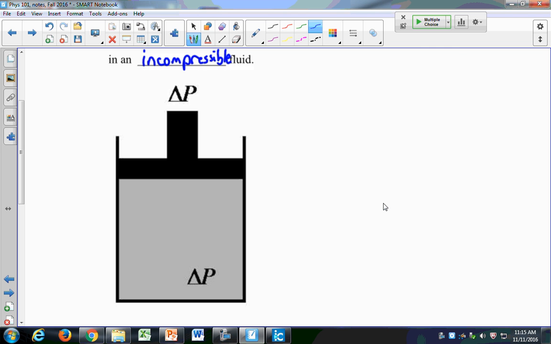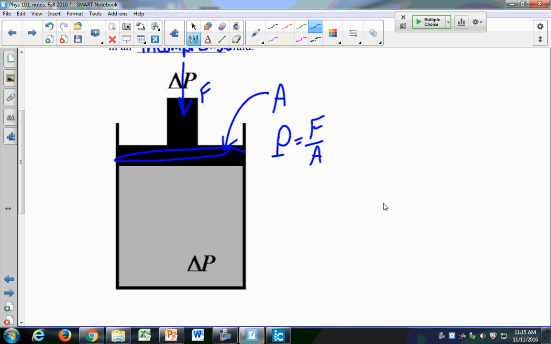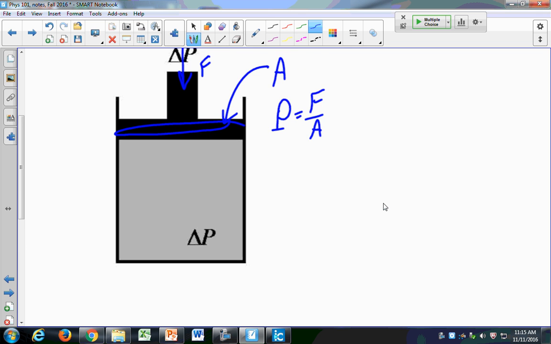So this is a cross section of a piston, and I'm applying a force per unit area on the top of this piston. So I apply a force in this direction, and because I have an area on this piston, the pressure that I'm applying there is equal to my force per unit area. Now, this pressure is going to be felt everywhere.